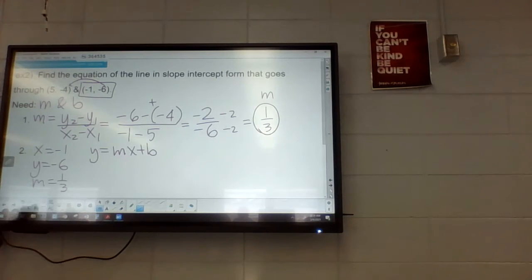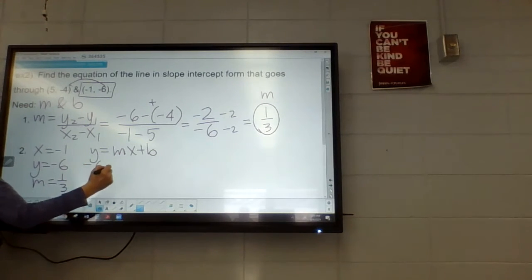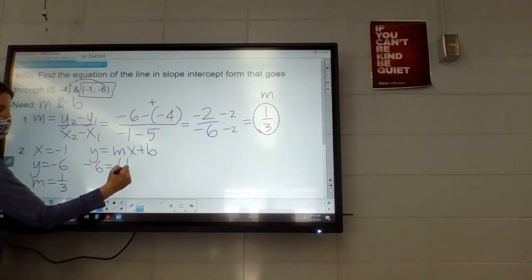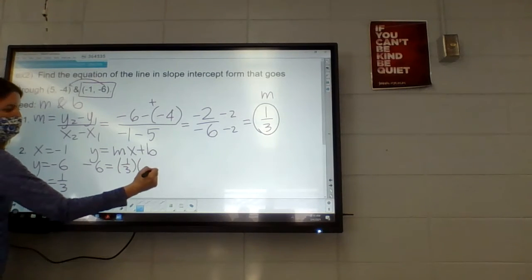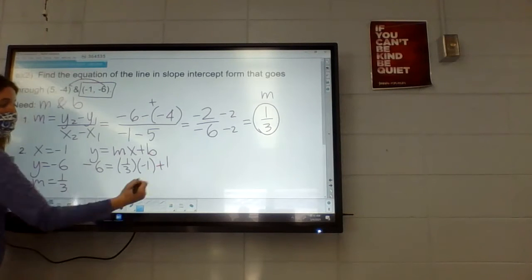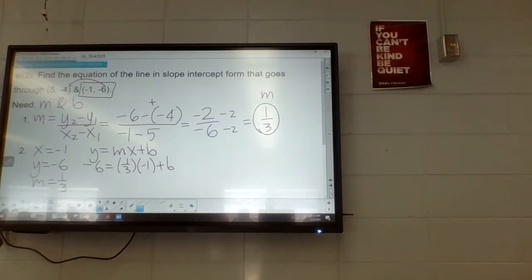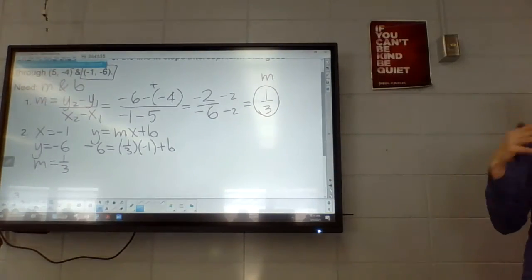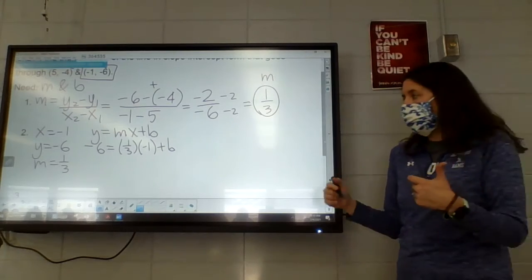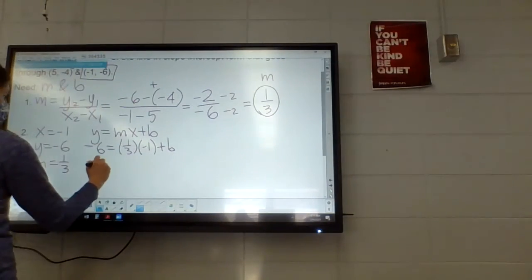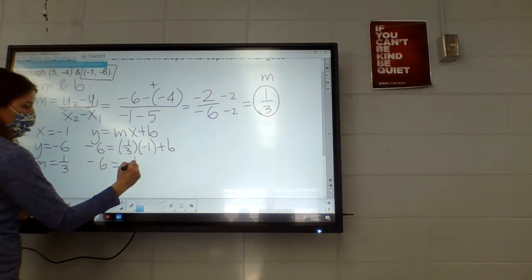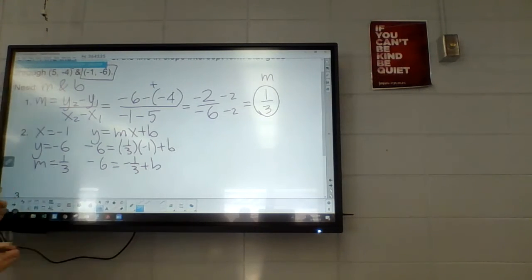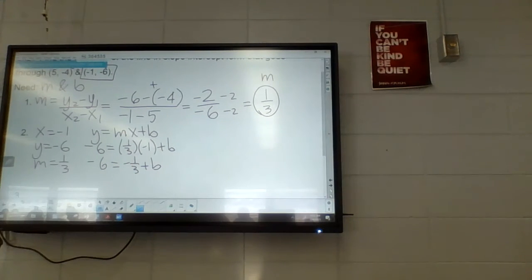So y is negative 6. M is a third. X is negative 1. And then again, I don't know b, so I'm going to leave b as a variable. Now, 1 third times negative 1 is just going to be a negative 1 third. Now, at this point, when I start moving that 1 third over, I'm adding 1 third to a whole number.